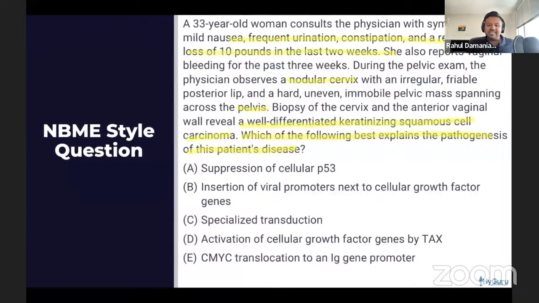Which of the following best explains the pathogenesis? A, suppression of p53. B, insertion of viral promoters next to cellular growth factor genes. C, specialized transduction. D, activation of cellular growth factor genes by TAX. Or E, c-MYC translocation. What do you think is the best answer here?